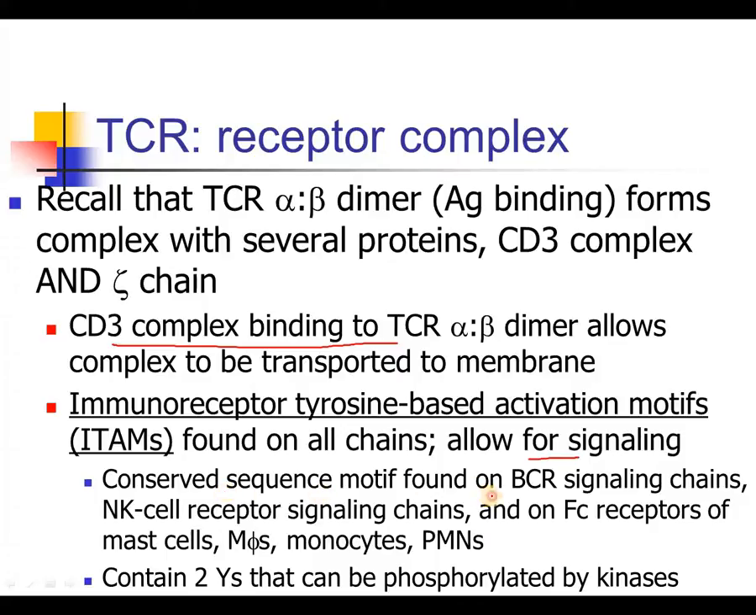The ITAMs themselves are found on B cell receptor signaling chains and NK cell receptor signaling chains. They're found on Fc receptors of mast cells, of macrophages, monocytes, neutrophils, highly conserved motifs. They actually contain two tyrosines, that's the Y, that can be phosphorylated by kinase.